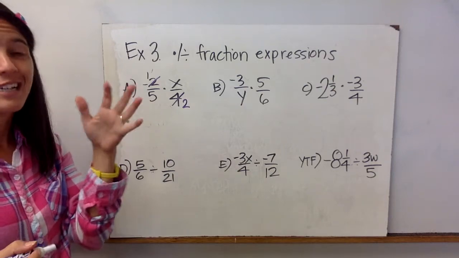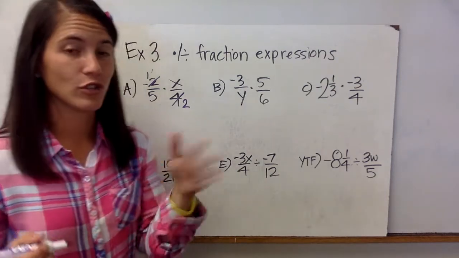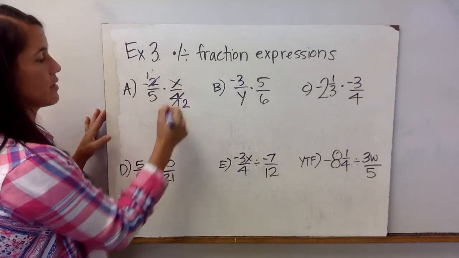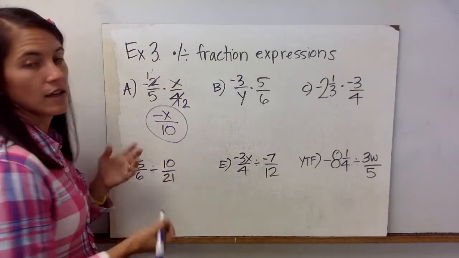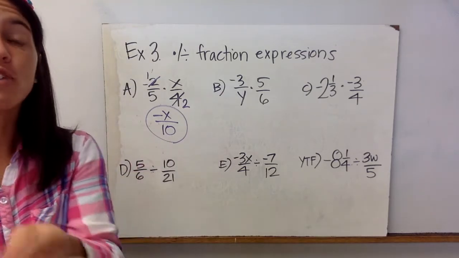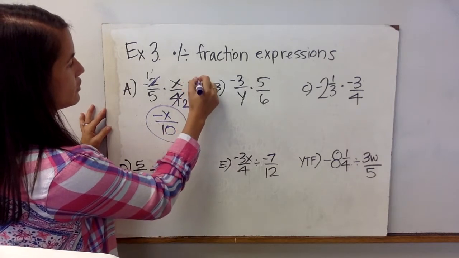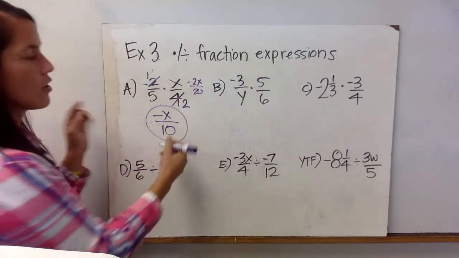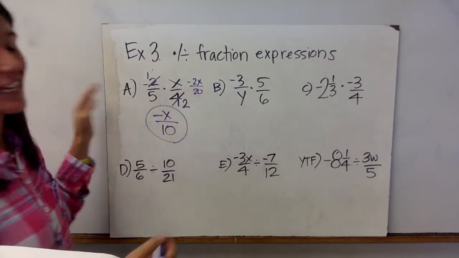If you can cross simplify or cross cancel, then that's really just going to make it easier for you to multiply. Now I have negative 1 times x is negative x, and 5 times 2 is 10. And there you go. If you didn't cross cancel, then you would have gotten negative 2x over 20, which would then reduce.